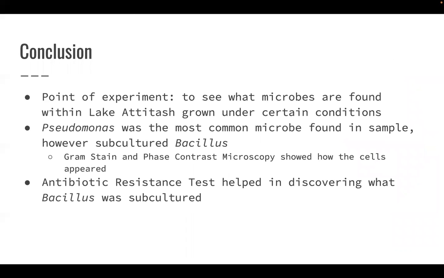In conclusion, the point of the experiment was that I really just wanted to see what microbes were found in Lake Attitash and grown under certain conditions. The Pseudomonas was the most common microbe found in the sample. However, I did subculture Bacillus, and the gram stain and phase contrast showed how the cells appeared, and it did correspond with the Bacillus strain rather than the Pseudomonas. The antibiotic resistance test also helped in discovering what Bacillus was subcultured. Not sure if it's mycoides or pseudomycoides, so they are very similar to one another.